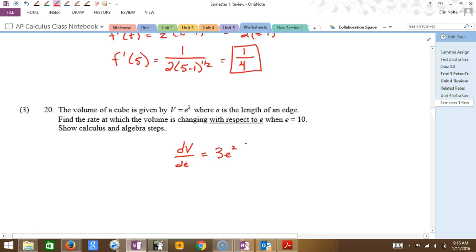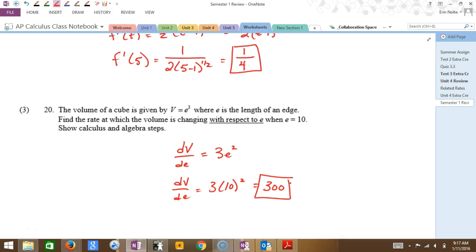Then it says when E is 10, so what are you going to do? Plug in 10, exactly. You just plug it in, and you get 300. So 300 is the answer. Really, it's a very simple question, as long as you understand it.